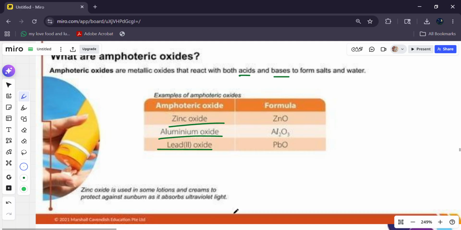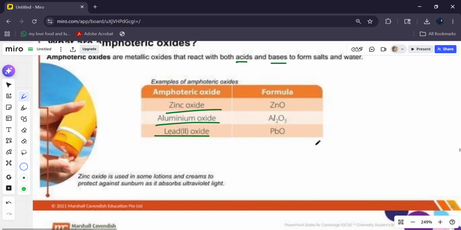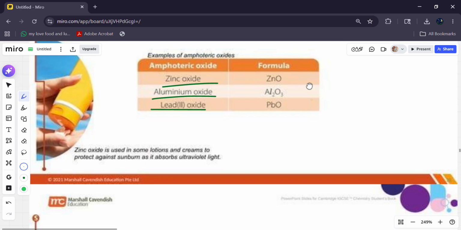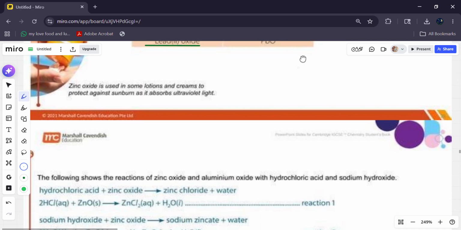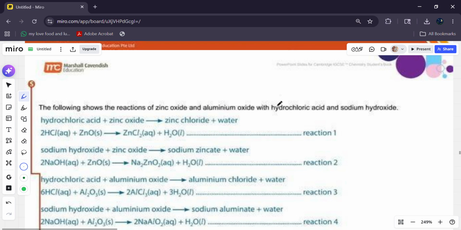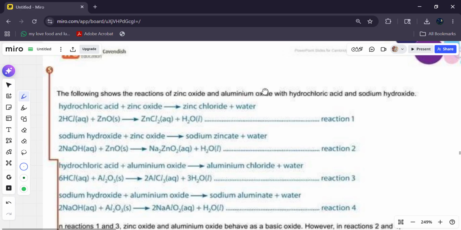So, the amphoteric oxides have the ability to react with both acids and bases. Now, the following shows the reaction between zinc oxide and aluminium oxide with hydrochloric acid. Here are the following reactions. Hydrochloric acid reacts with zinc oxide. The hydrochloric acid is an acid, and zinc oxide reacts with this acid to form zinc chloride and water. This is the first reaction.